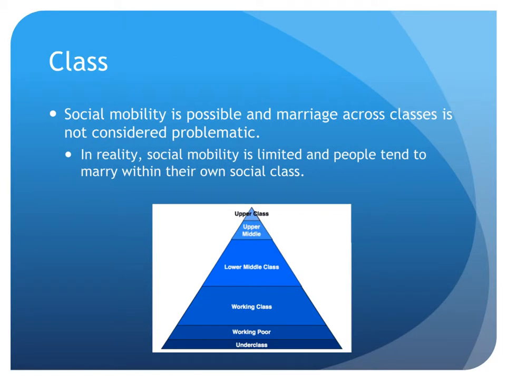Class systems are more common in the world today. Class systems purport to have high levels of social mobility, and marriage across class lines is not considered problematic. However, in reality, in most class systems we see today, class mobility is significantly limited, and most people do tend to marry within their own social class.